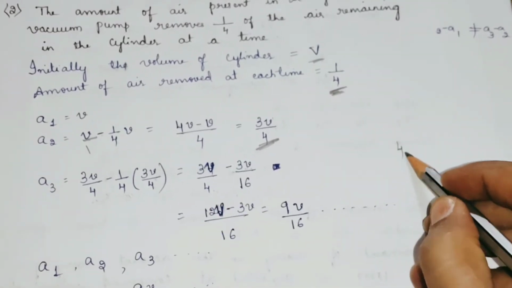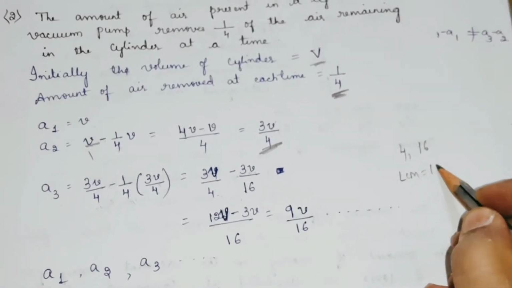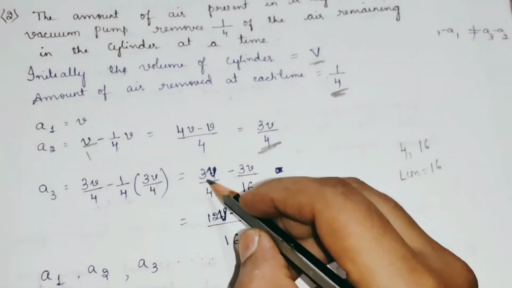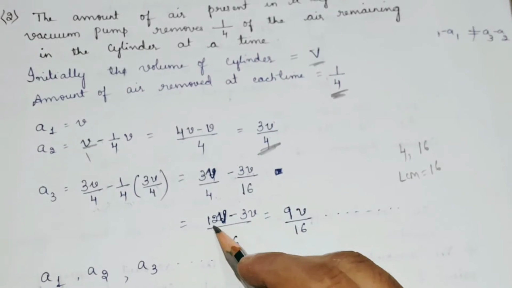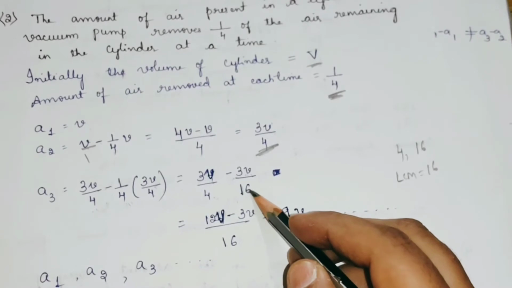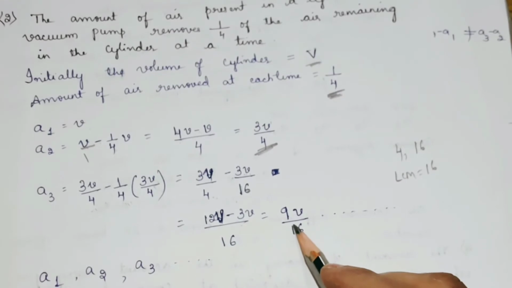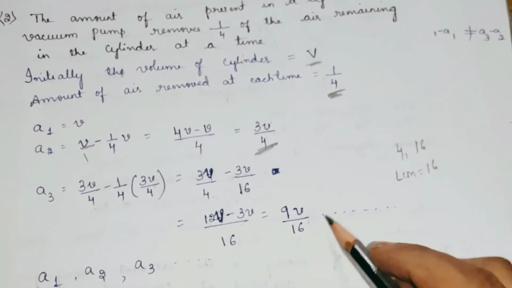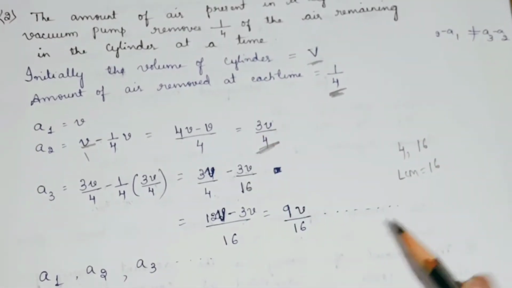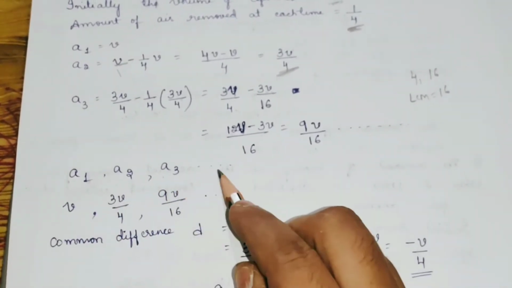Simplify, take LCM for 4 and 16. Here the LCM is 16. Then 16 divided by 4, what do you have to multiply? You have to multiply with 4. Then 3 fours are 12V minus 3V, because 16 is the denominator. Subtract it, 12 minus 3 is 9V by 16. Likewise, you will get the next terms. Now 3 terms are sufficient. Write down the terms like A1, A2, A3, etc.